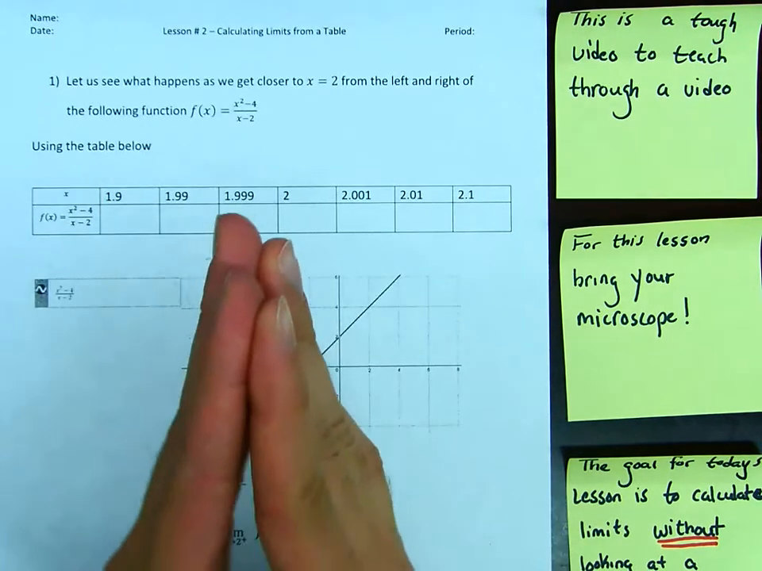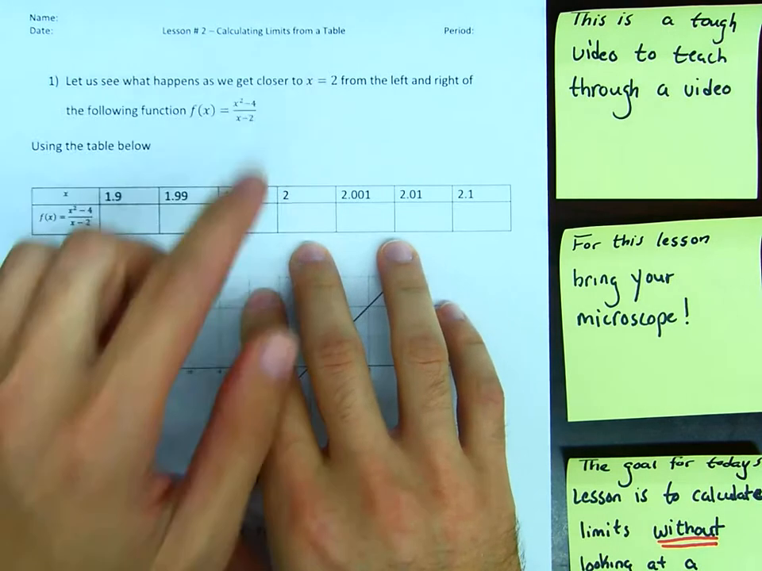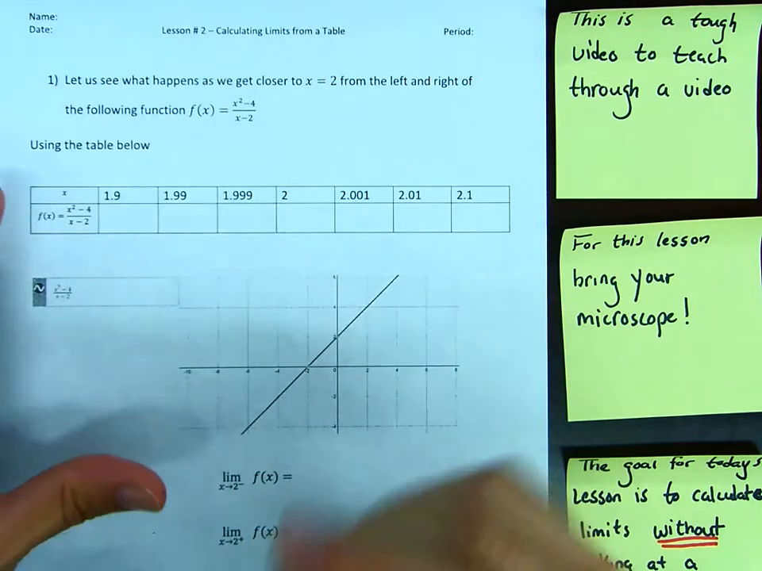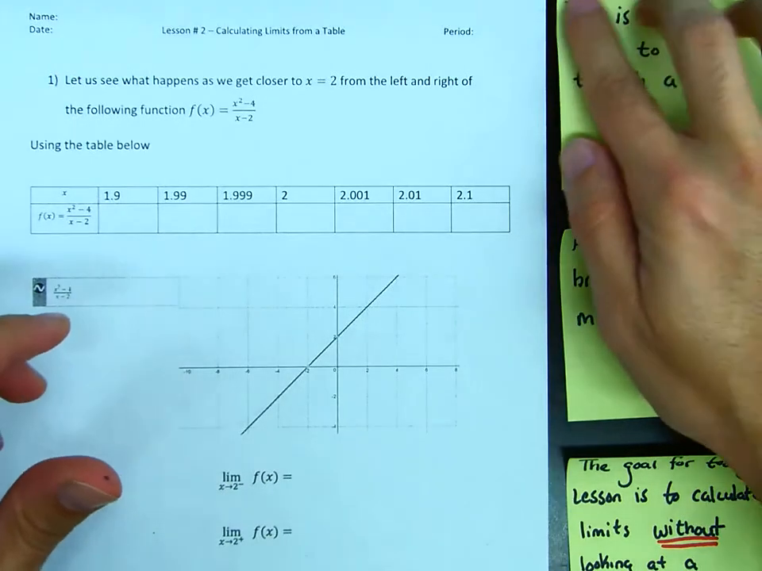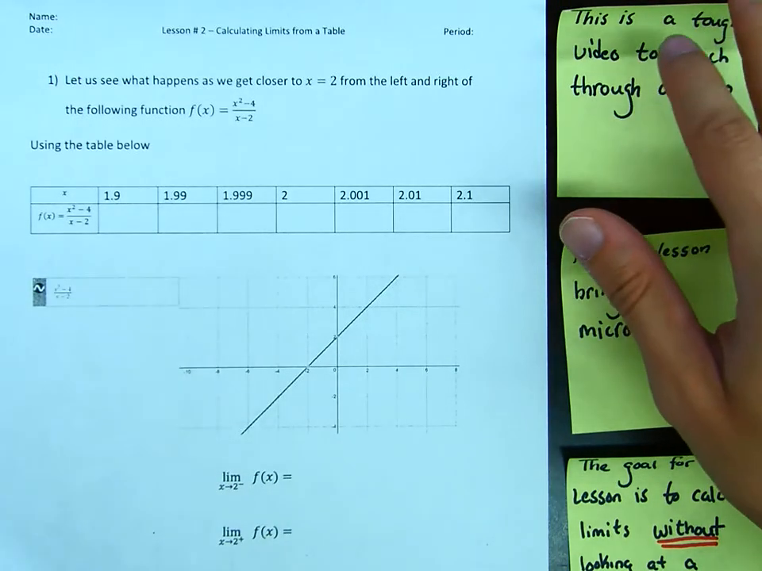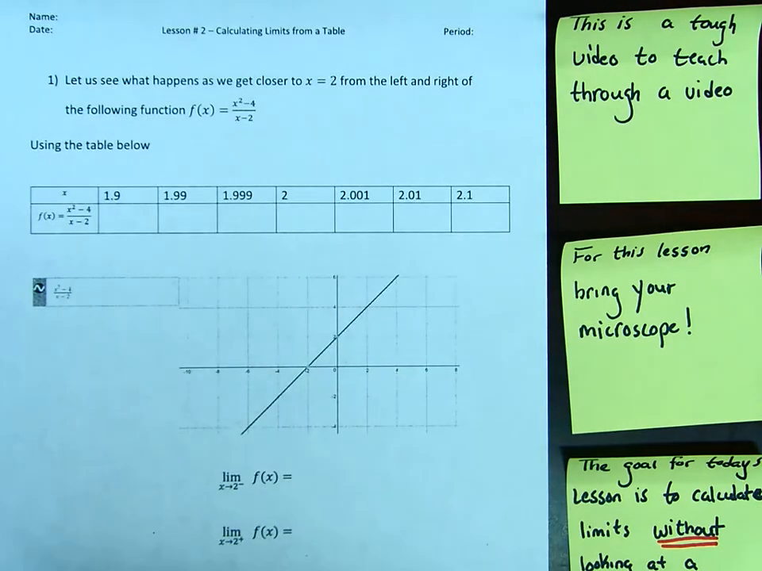So, lesson number 2, we will be calculating limits from a table. The idea of a table is something like this. This lesson was not easy for me to make, and let's see how well I do with it. It's much better if I do it live than video, so let's hope for the best.